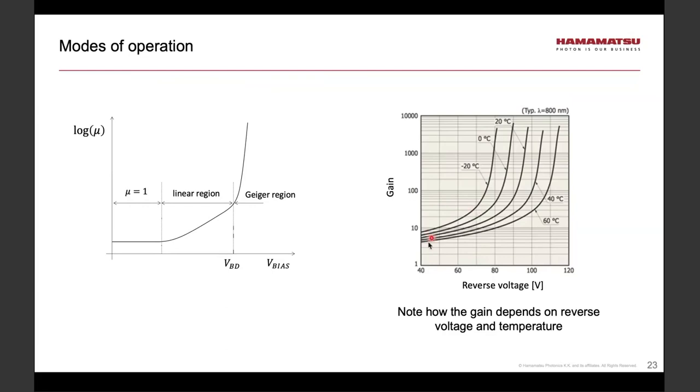Also, what this plot shows are the two regions of operation. There's a linear region, and then we transition into the Geiger region. Please note, however, that an avalanche photodiode built or structured for linear operation should not be used in the Geiger mode, and vice versa.